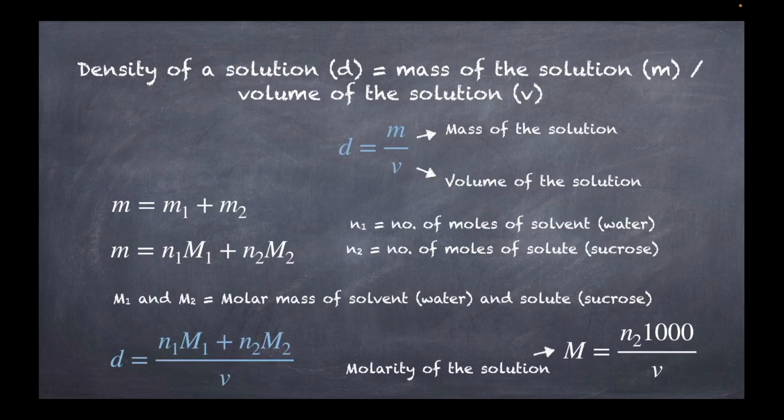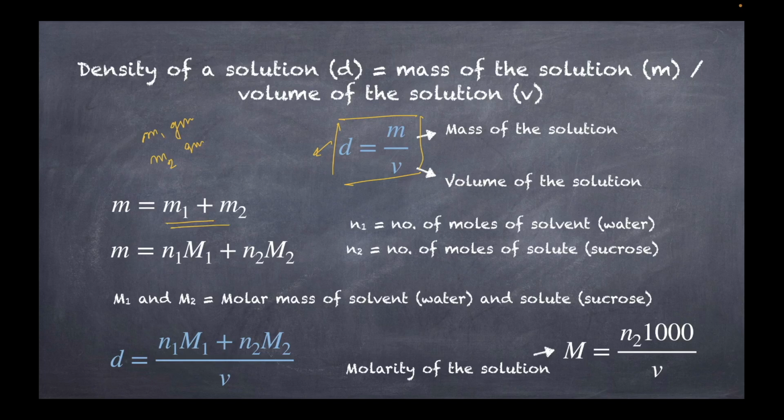So let's find this. Okay, we know the expression of density equal to m divided by v. D is the density, m is the total mass of the solution, and v is the total volume of the solution. Let's say in our solution m1 gram amount of solvent, that means water, is there, and m2 gram amount of solute, that means sucrose, is there. So total mass of the solution will be m1 plus m2.